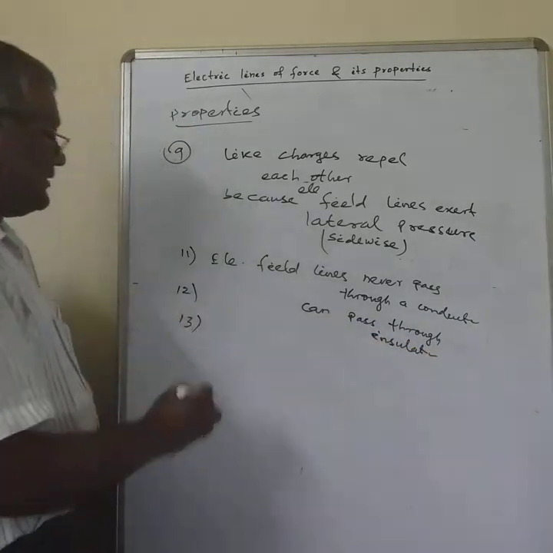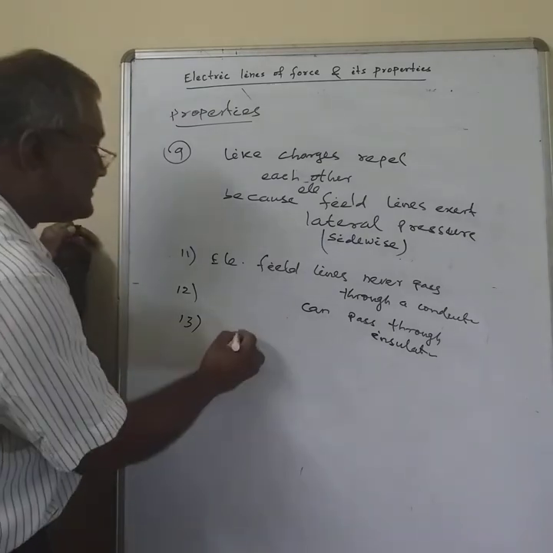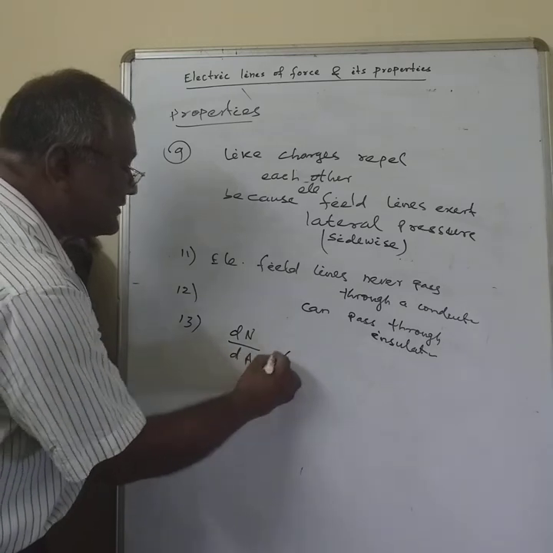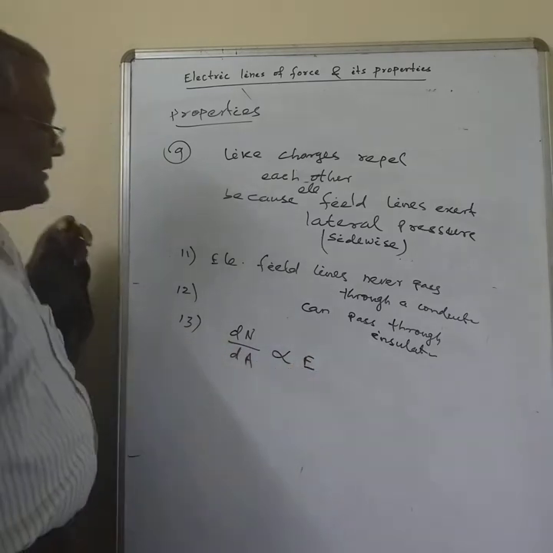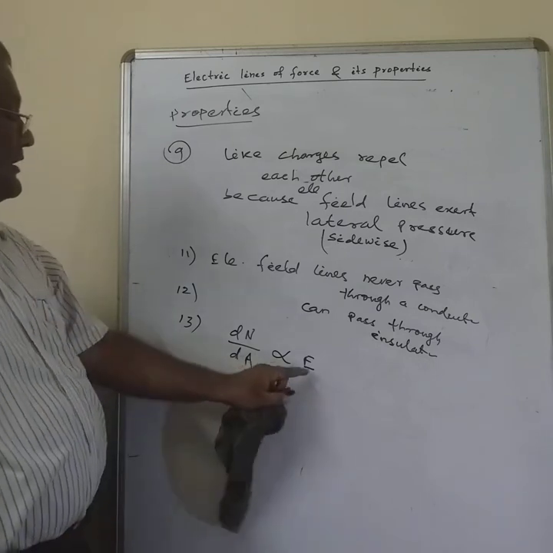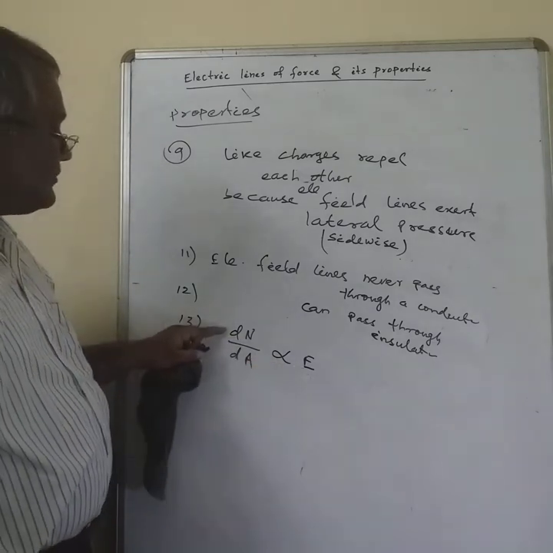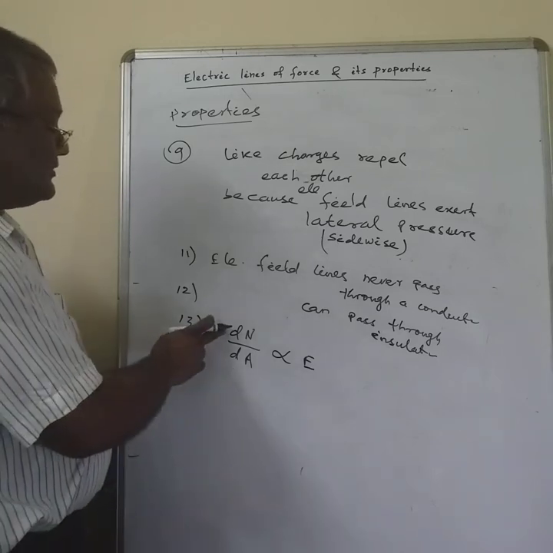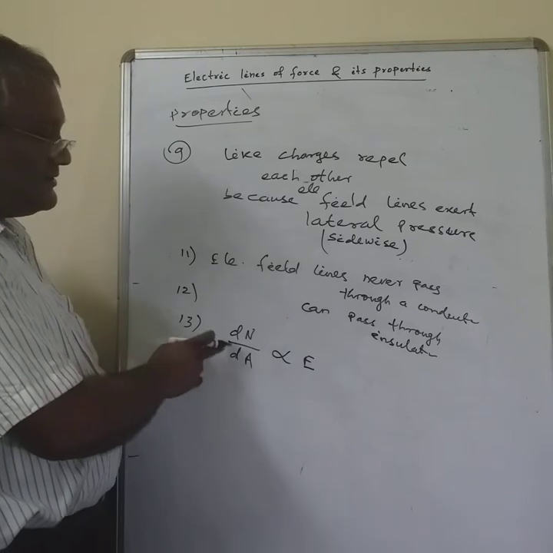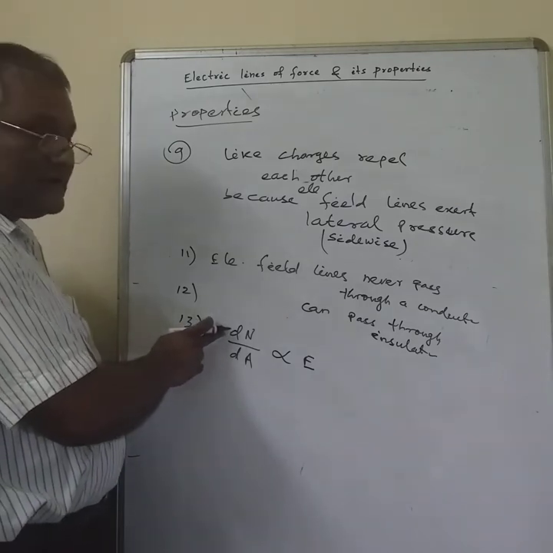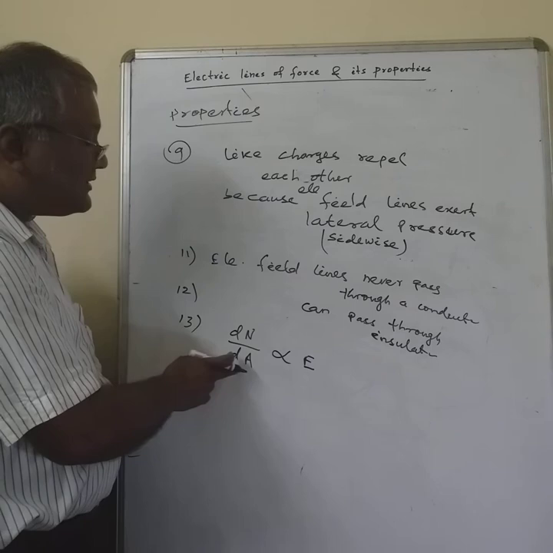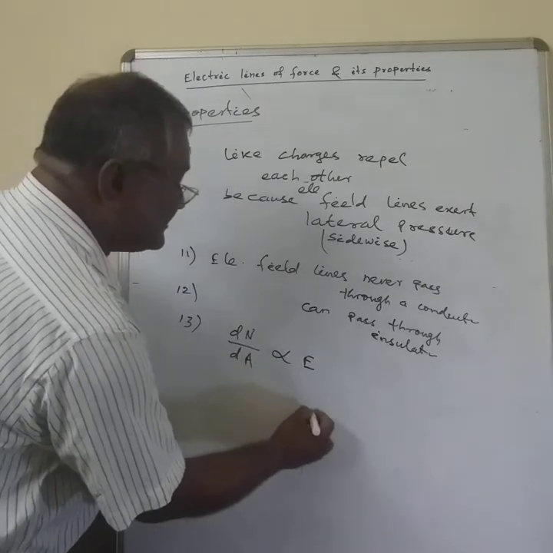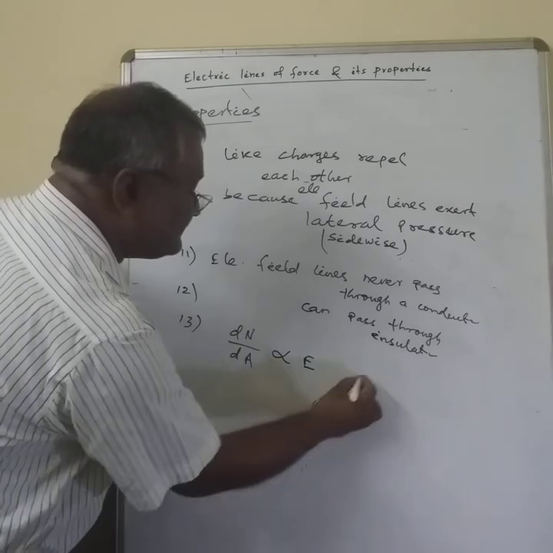Number 13: the number of field lines linked per unit area is directly proportional to the electric field at that point. So if the electric field is stronger, then more lines of force will be linked over a particular area. This is called the field line density. So this is the explanation I already discussed.